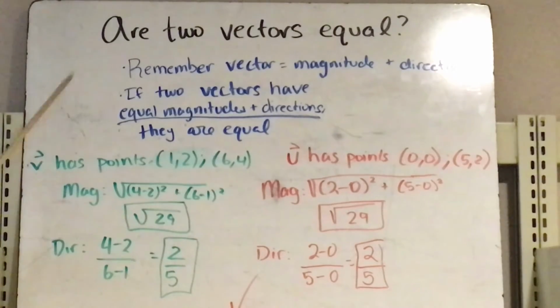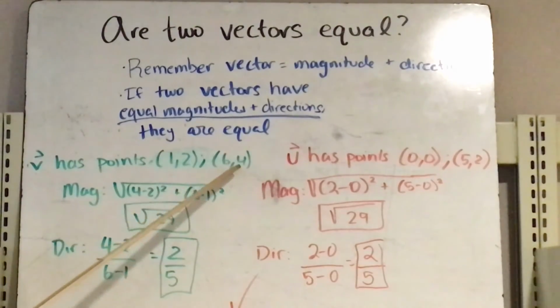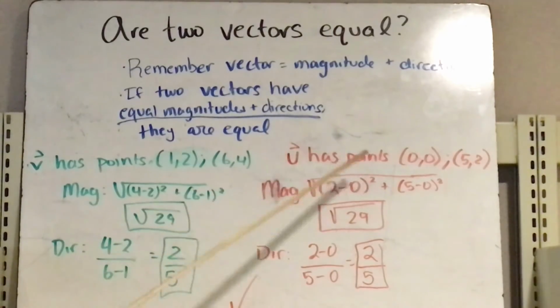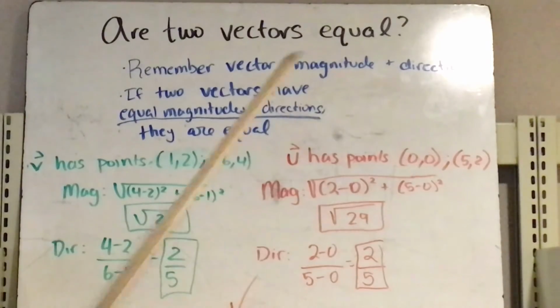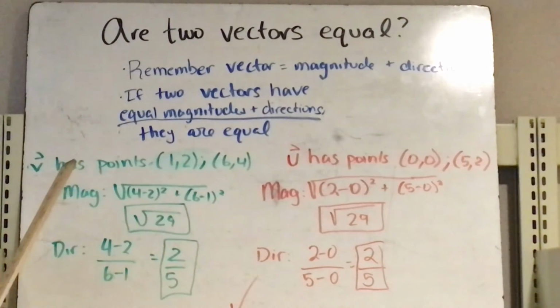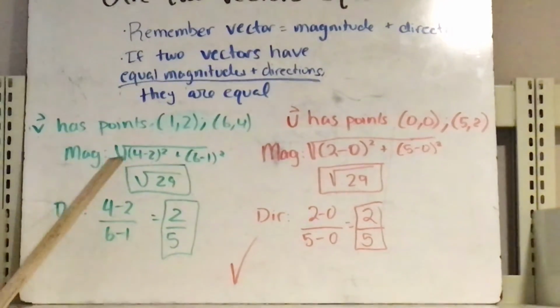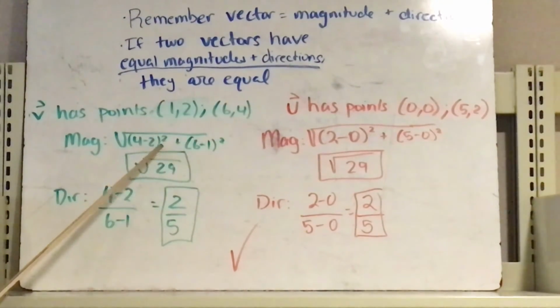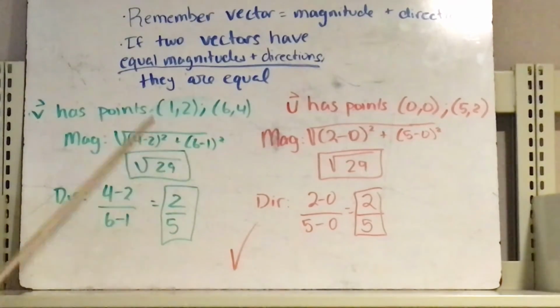We have 2 example vectors here. We have vector v, which has the initial point 1, 2 and the terminal point 6, 4. And we have our old friend vector u, which has the initial point at 0, 0, the origin, and terminal point 5, 2. Let's find their magnitude and direction and see if they're equal. For magnitude, we use the distance formula, which is just the length of the vector. So 4 minus 2 squared plus 6 minus 1 squared gives us square root of 29 as the magnitude for this one.